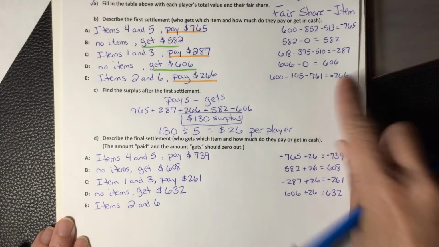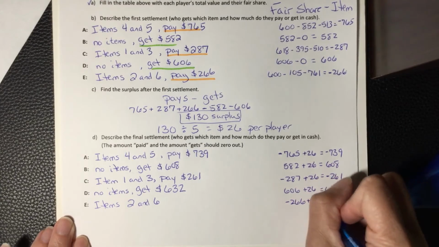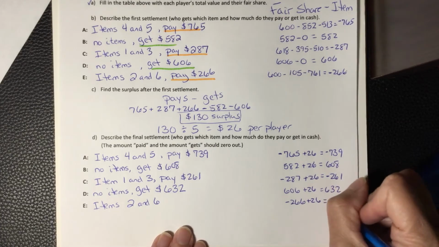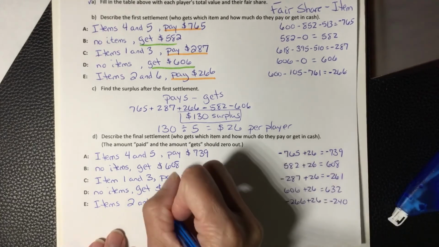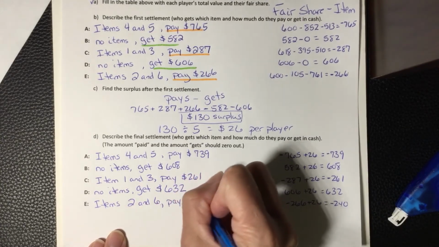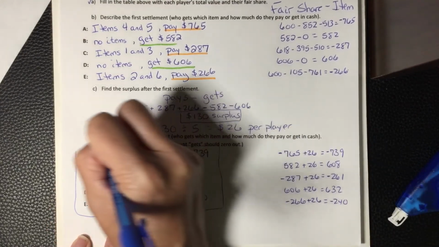Finally, our last person, they get items 2 and 6. And let's see, they originally paid $266, so a negative 266 plus the surplus of 26. So they're still going to owe, but they're not going to owe quite as much. Okay, so they're going to pay $240 to the estate. And so this is our final answer, but we do want to check it.